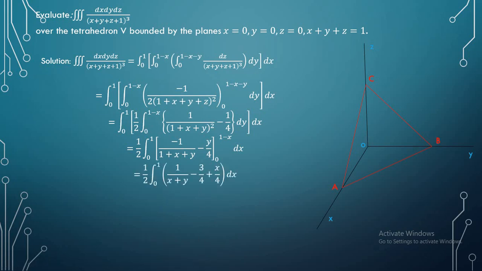Now this converts to an integration of a single variable. You know how to integrate this one. After integration, we get like this. Putting the upper limit and the lower limit, we will get the final value. So this is how we have converted the triple integral to repeated integrals and used Fubini's theorem.